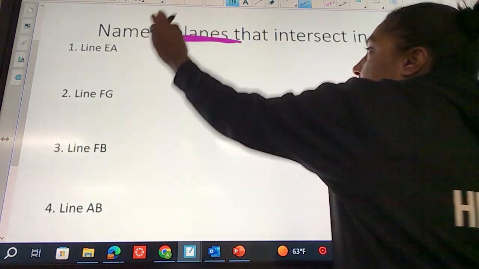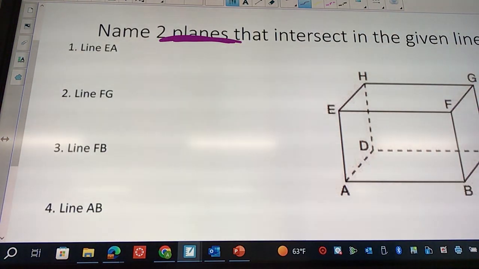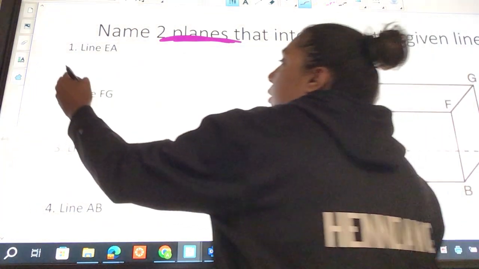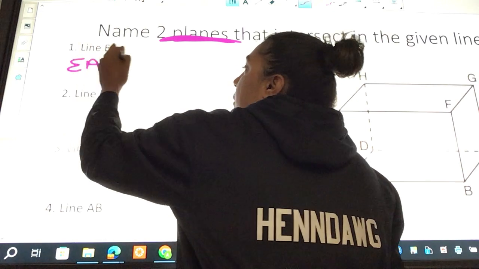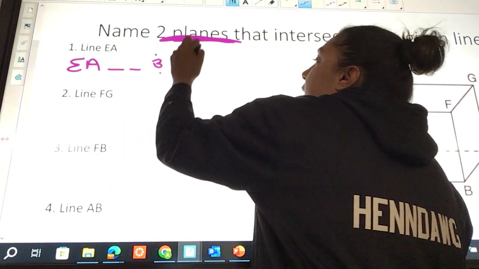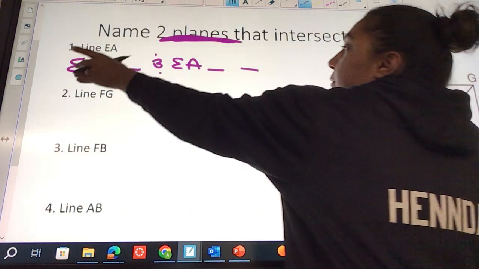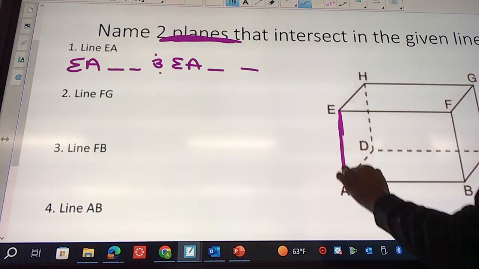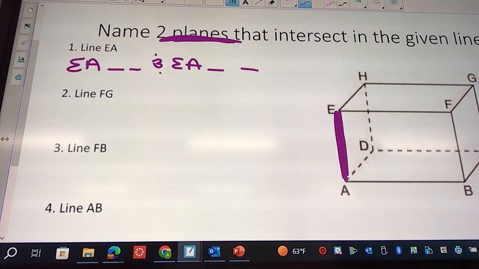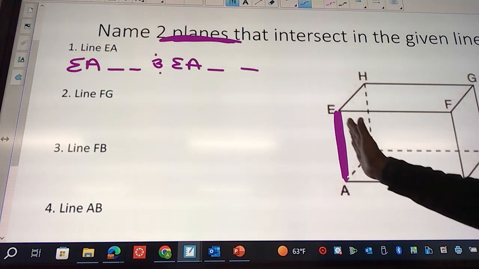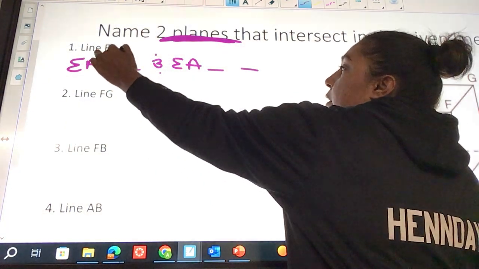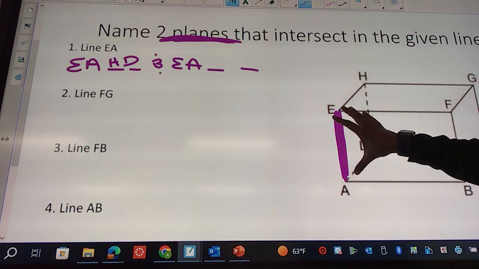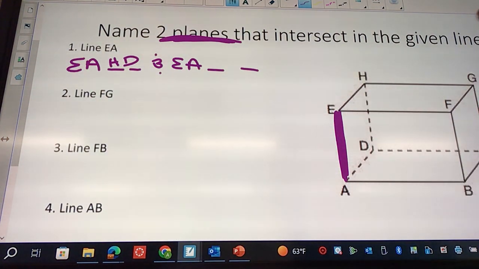Okay, name 2 planes. Okay, that's very important. Name 2 planes for the line that intersects a given plane. So we know my answer is going to be EA blank blank and EA blank blank. So this is the first plane, that's the second plane. Okay, so EA is right here. Okay, it's that big fat purple line. So we could do the side box, which is going to be HD, or you could say DH. Okay, and it's also going to be this front box, so FB or BF.